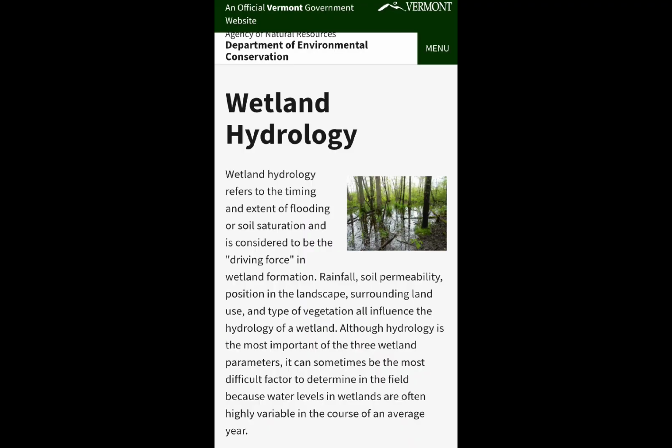According to the Department of Environmental Conservation in Vermont, wetland hydrology refers to the timing and extent of flooding or soil saturation and is considered to be the driving force in wetland formation.